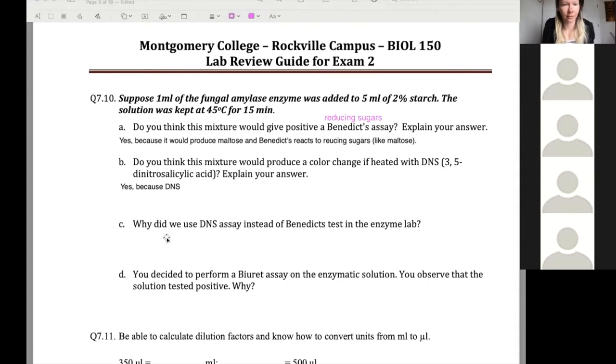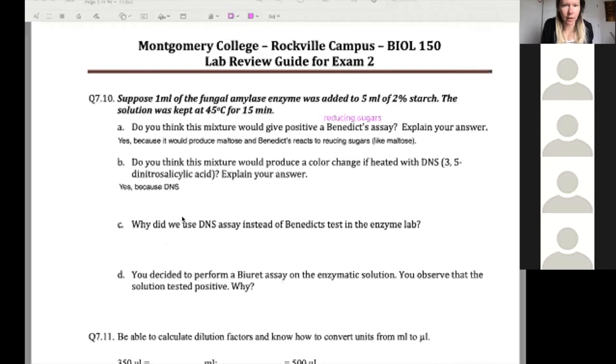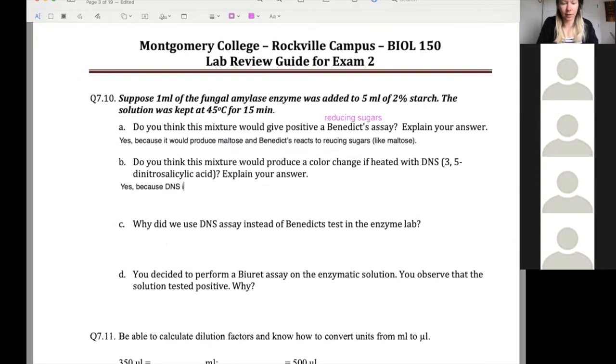I think maltose is reduced and DNS gets oxidized. Yes, you are correct. The DNS is reduced and the maltose is oxidized. Excellent. So DNS is reduced by maltose, and that means the maltose gets oxidized.